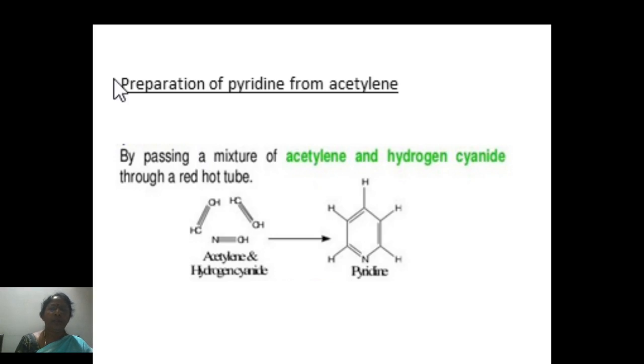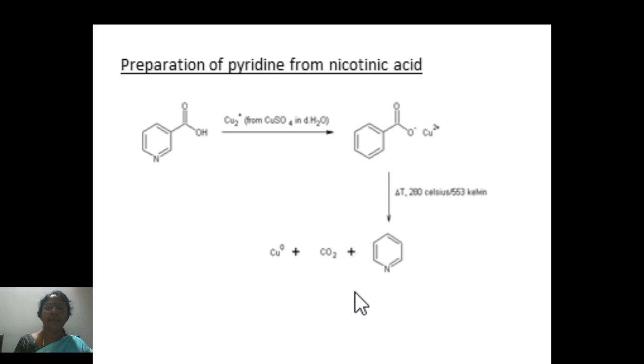Now let us have a look into the methods of preparation of pyridine. First, from acetylene. Acetylene and hydrogen cyanide gases, when passed through a red hot tube, give rise to pyridine. Second, from nicotinic acid one can prepare pyridine.